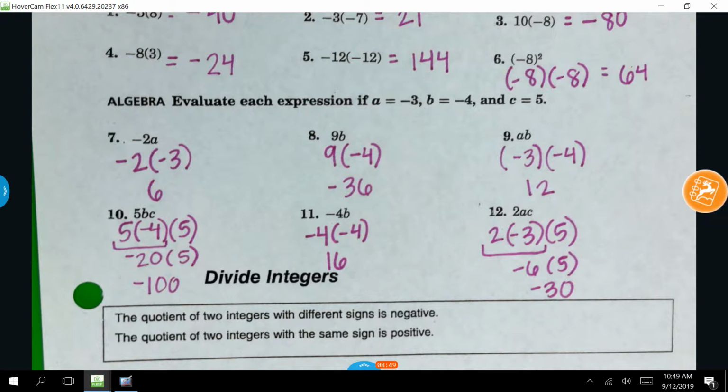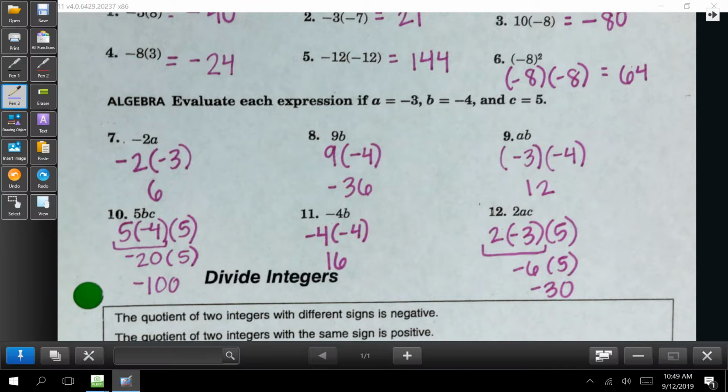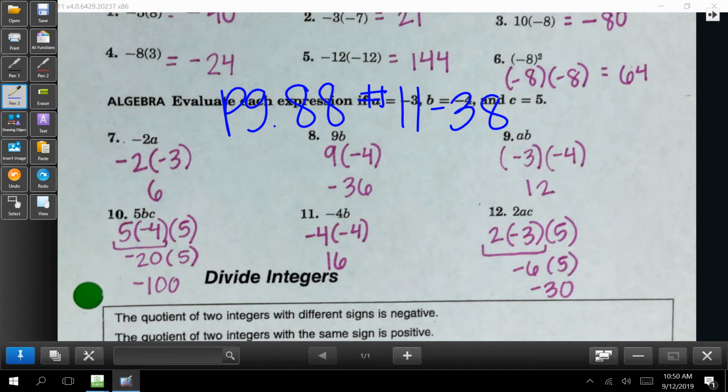We good? Alright, your homework is in the book. You probably will be able to finish this. So you are doing page 88, numbers 11 through 38, and then 43 and 44.